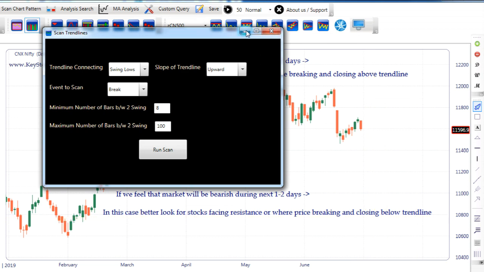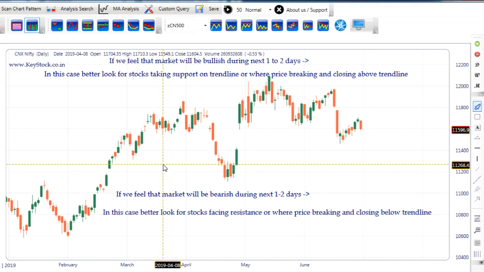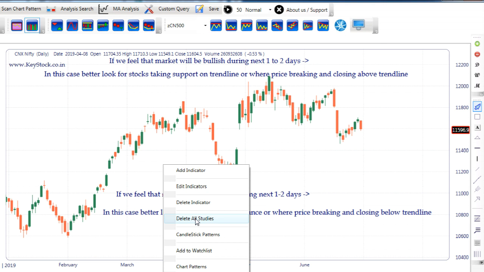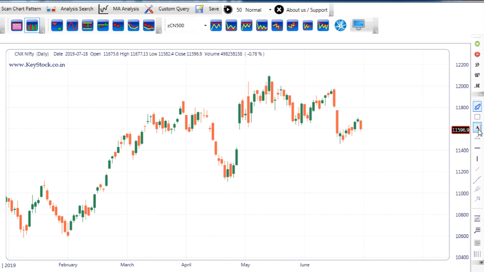Now if we feel that the market will be range bound in the next few days, then we will look better for stocks finding either support or resistance instead of a break.